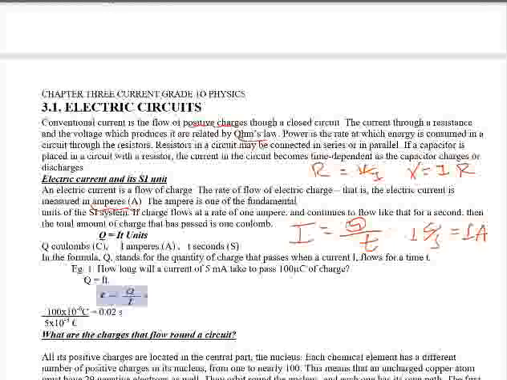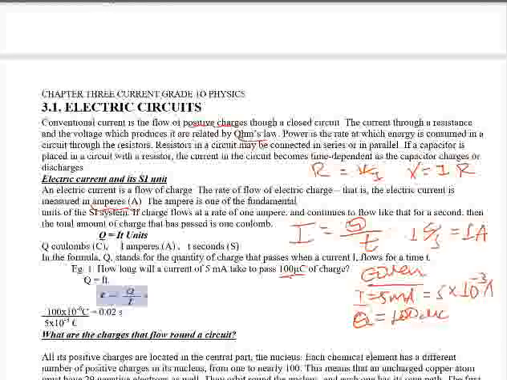For example, by using this equation, if you are asked to calculate how long a current of 5 milliampere takes to pass this amount of charge, let us take out the givens first. We are asked to find time. The current is 5 milliampere, and the charge Q is 100 microcoulomb. And 5 milliampere means 5 times 10 to the power of minus 3 ampere, and 100 microcoulomb means 100 times 10 to the power of minus 6.